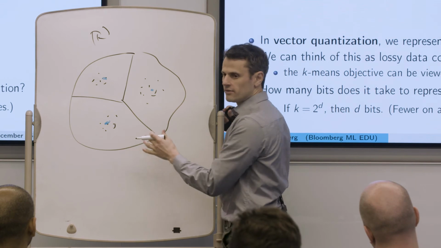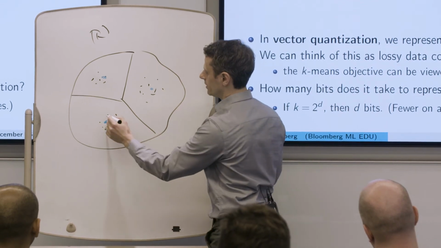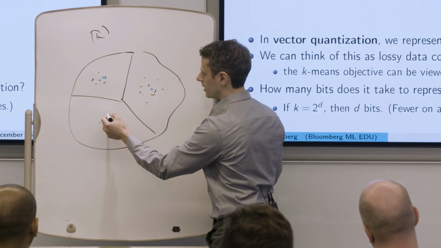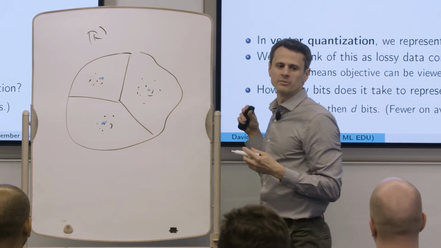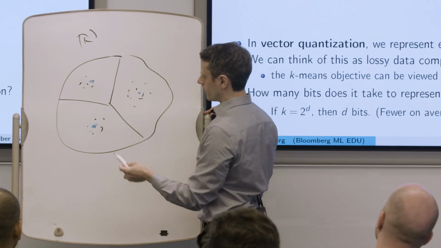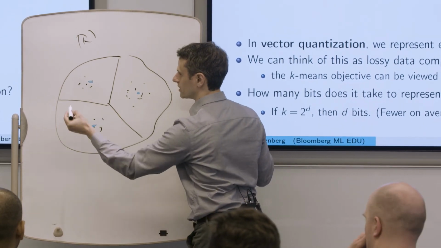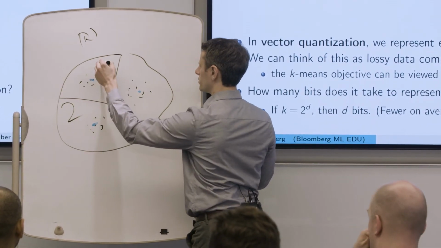And then this could give us a feature representation of any point. This would be represented by a 1. This would be represented by a 2. This would be represented by a 3. One-hot encoded or something like that. And then your linear model could put different constant values on each of these regions.